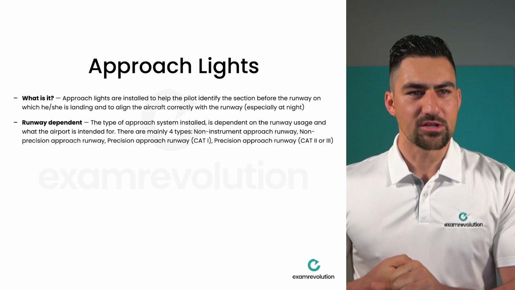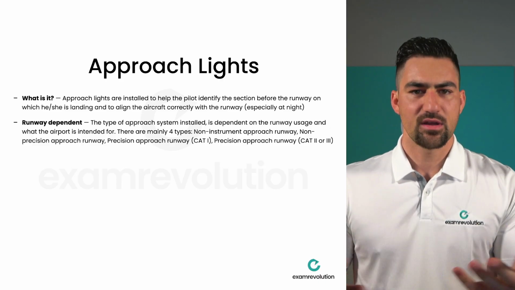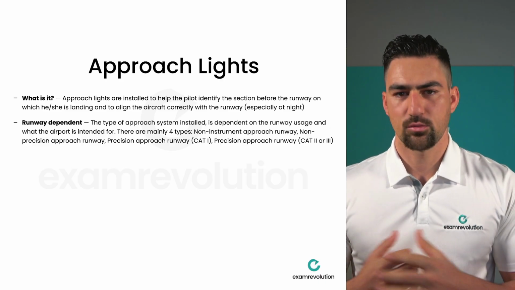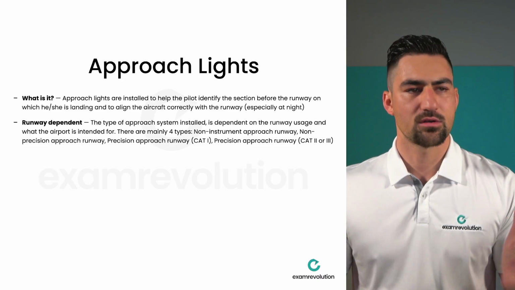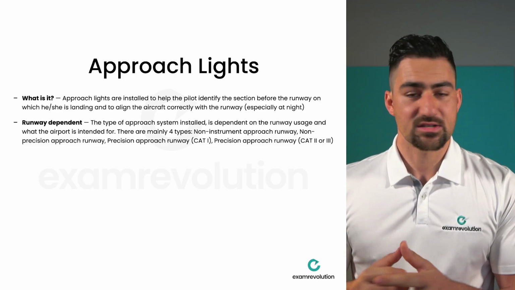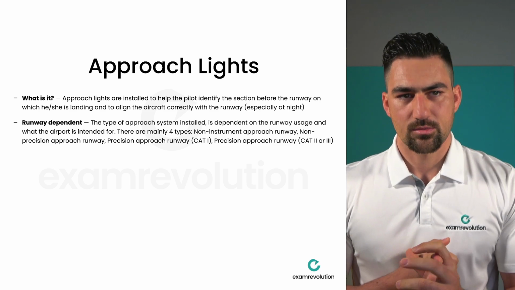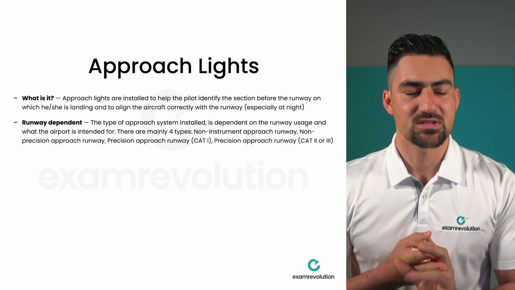So you get a non-instrument approach runway. That's like a normal VFR field, right? So if you have a VFR field, visual flying conditions field, where it's just civilian aircraft, flying in good weather, then that will have a specific approach lighting system. If it needs one, it might not even need one, but that will be a non-instrument approach runway. Then you get a non-precision approach runway.